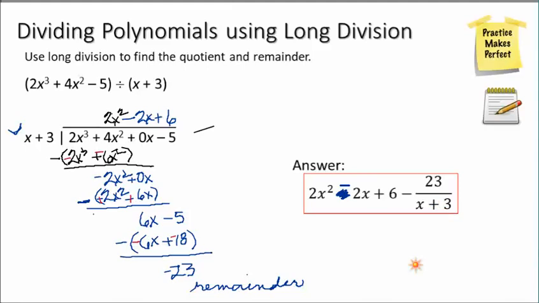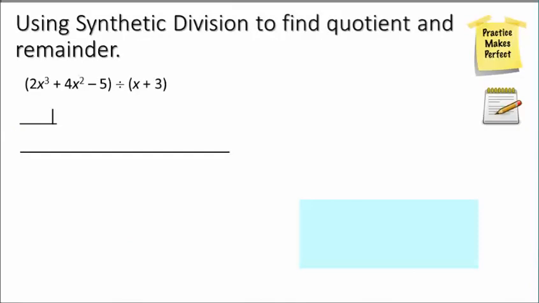Now, let's jump ahead here and look at the same problem using synthetic division. Okay, the first thing I'm going to do is I have to solve, oops, thought I had my pen, had my pointer. I've got to take this right here and say x plus 3 equals 0. All I'm doing is solving for x. So x equals negative 3, I'm going to put that right there.